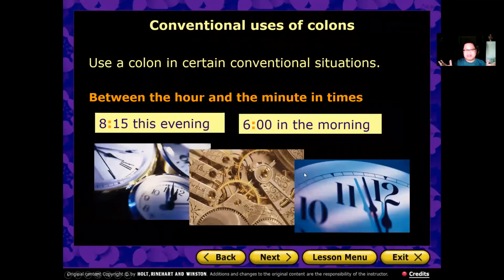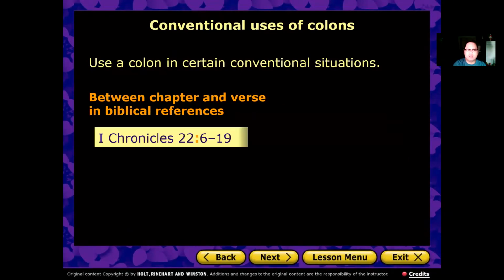Of course, this is the most common rule for colons. Okay, we use a colon to separate hours and minutes when we talk about time. Like these examples here: 8:15 in the evening, 6:00 in the morning. So we put a colon in between hour and minutes. So, and then here's another one here.